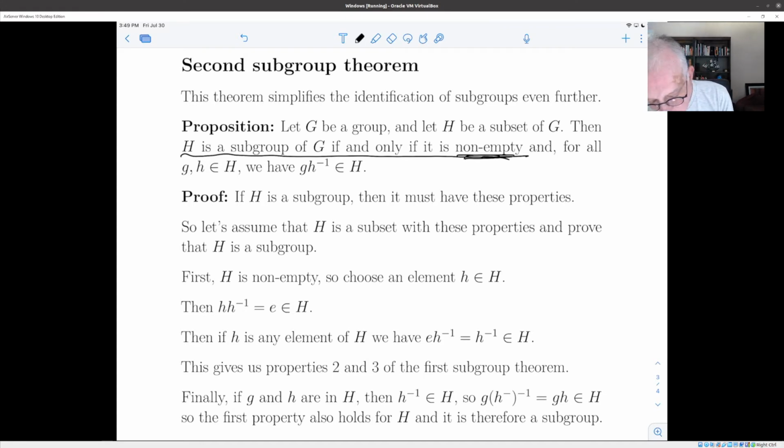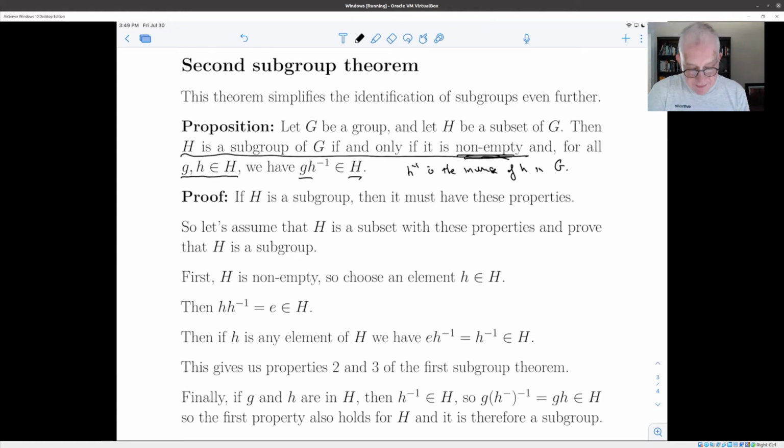And for all pairs of elements g and h in H, if you multiply g times h inverse, you're still in H. So this is like a combination. I mean, we know that if you didn't have the inverse in there, it'd be just g times h. That's not quite enough, but by putting g times h inverse, you've kind of included everything you need to check. And just as a reminder here, h inverse is the inverse of h in G.